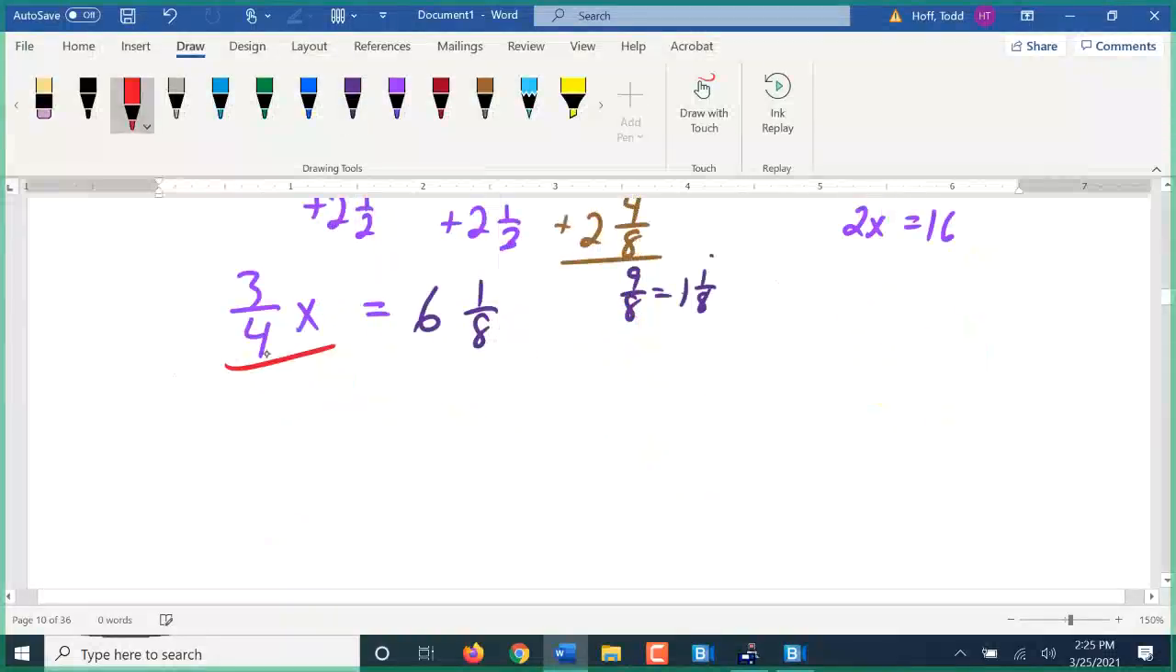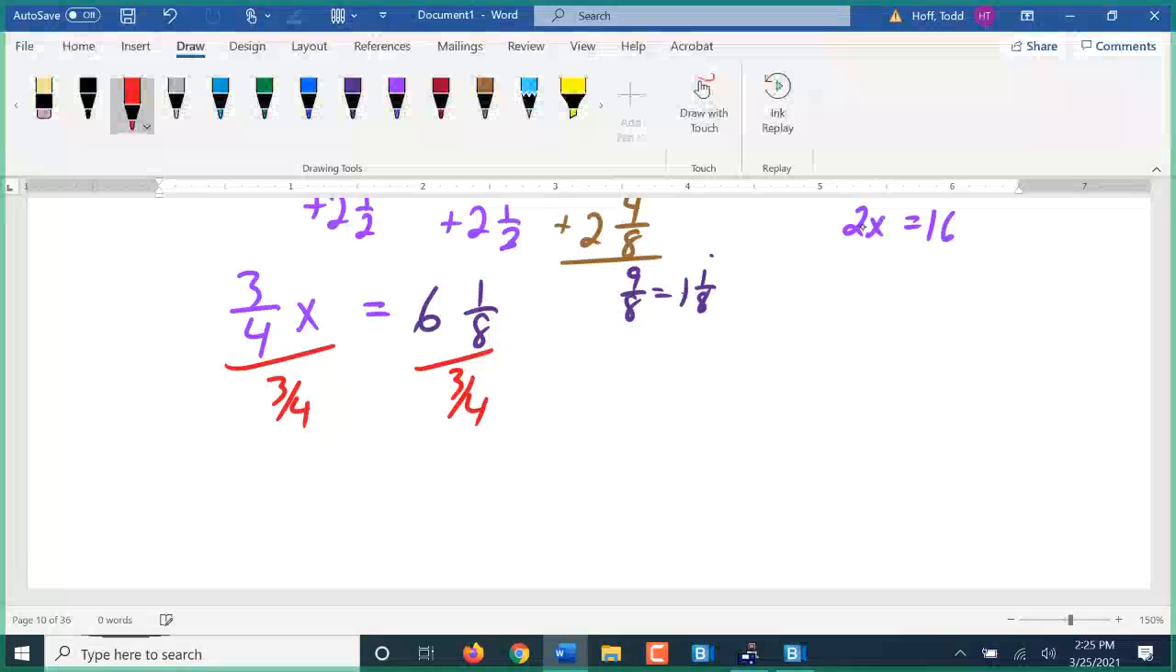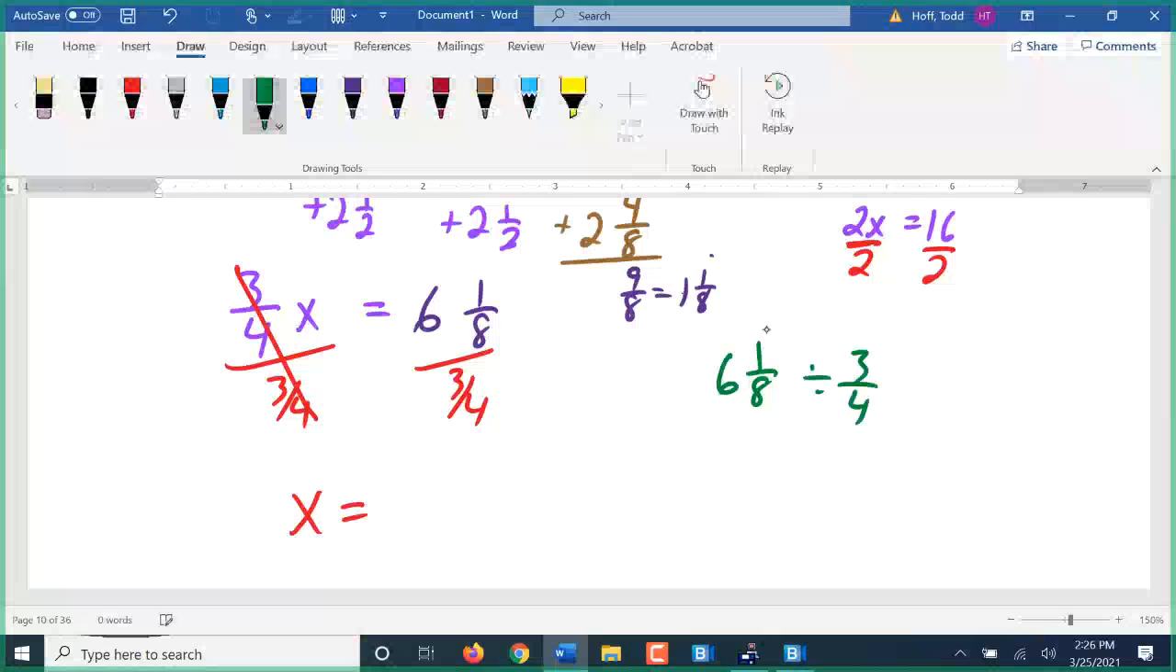And I finish that off by dividing by the 3/4. Just like over here, I would have just divided by 2. Here I divide by 3/4. So the 3/4 is gone. I have x equals. Now I do have to go through the effort of combining 6 1/8 divided by 3/4.